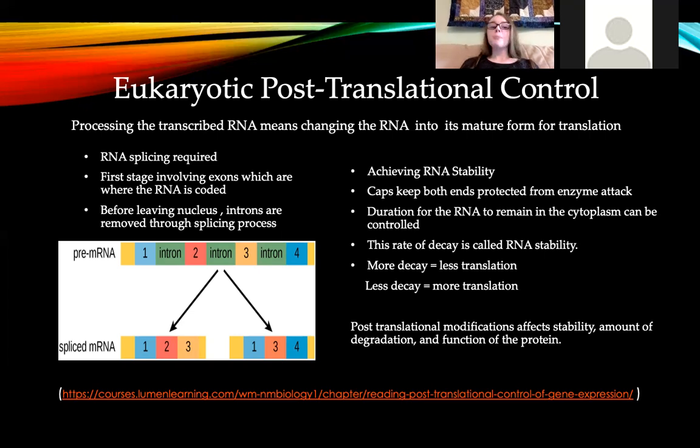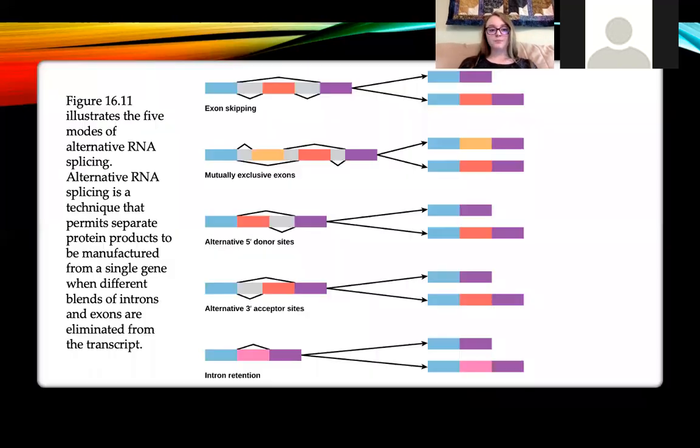Okay, and then that goes into achieving RNA stability, where caps keep both ends protected from enzyme attacks. The duration for the RNA to remain in the cytoplasm can be controlled, and this rate of decay is called RNA stability. More decay equals less translation, and less decay equals more translation. Post-translational modifications affect stability, amount of degradation, and function of the protein.